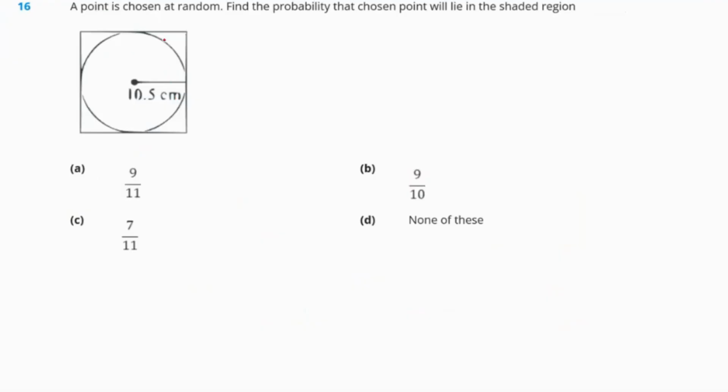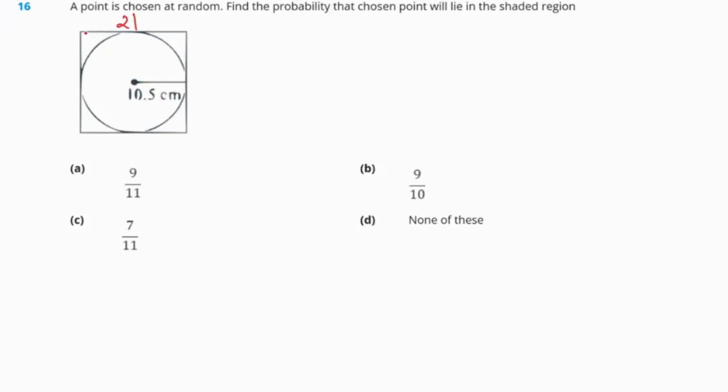So here you can see this is a square and a circle is inside it. Okay. So here you can see the radius of circle is 10.5 centimeter. And you can see the one side will be what? Side of the square will be from here to here it is 10.5. So total this will become what? 10.5 plus 10.5, 21. So we have to find the probability that chosen point will lie in the shaded region.